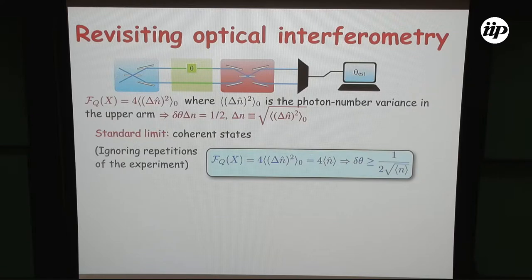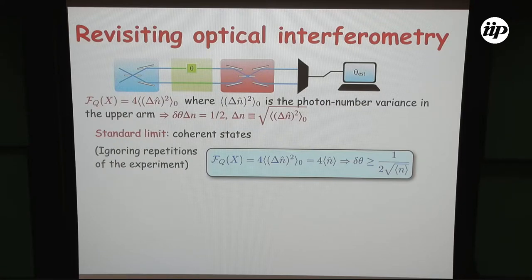Now, let's go back to the optical interferometry, before I analyze it in a kind of intuitive way, looking at the separation between the states. So let's apply now the formalism that I have just shown you. If you have an optical interferometer, the displacement, if you want, is the number operator. So the quantum Fisher information is given by the variance of the number operator in the upper branch of this interferometer. And you see from this equation that delta theta, the uncertainty in the estimation of the phase, is given by 1 over the square root of this quantum Fisher information. So immediately you get this expression, where delta n is just the square root of the variance.